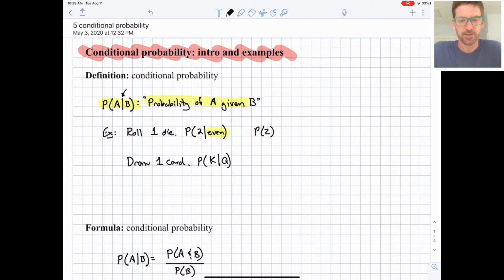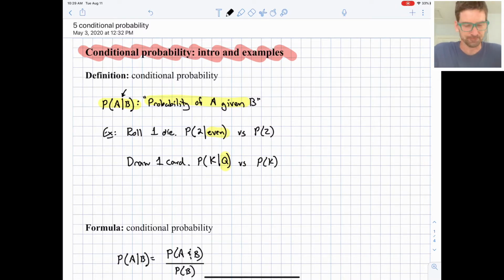Next one, we draw one card out of a deck, just one card. It's given that it's a queen, so you already know most of what the card is. Well, you don't know the suit, but you know it's a queen. What's the chance that it's a king? Well, that's impossible, right? So that would be a probability of 0. And that would be very different from asking about just what the probability is that it's a king.